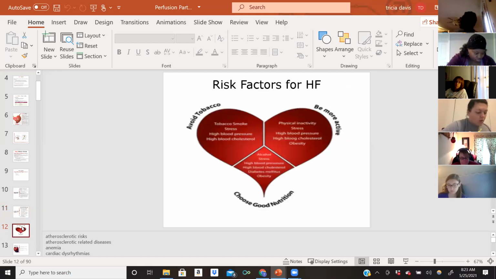So some risk factors for heart failure: smoking, stress, high blood pressure, high cholesterol levels. What do we want to encourage our patients to do? We want them to be more active, because we know that physical inactivity is a risk factor for heart failure. Being obese, so we want them to have a better diet. Watch your alcohol, watch your sugar intake. We don't want them to get diabetes, but we know that comes along with inactivity, high cholesterol, being obese, and not being very active.